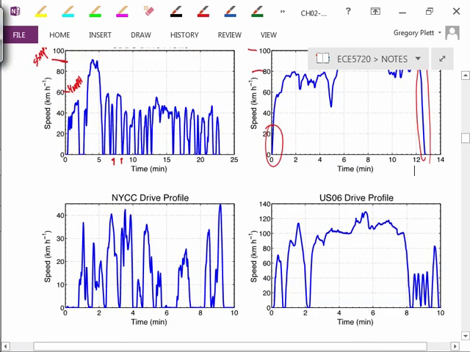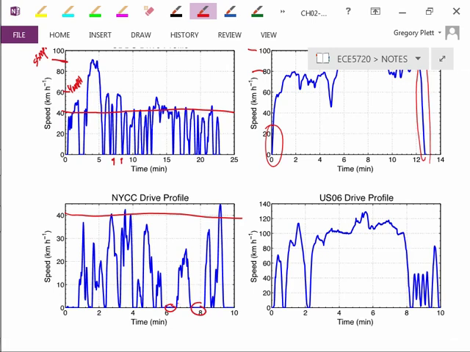The New York City cycle, you can see if I look at, that's 40 kilometers per hour and this is 40 kilometers per hour. It's a lower speed profile than UDDS. Much more time spent stopped, and the acceleration rates are actually, I believe, higher. It's probably some New York City cab driver who's very aggressive driving when it's at all possible to do so.